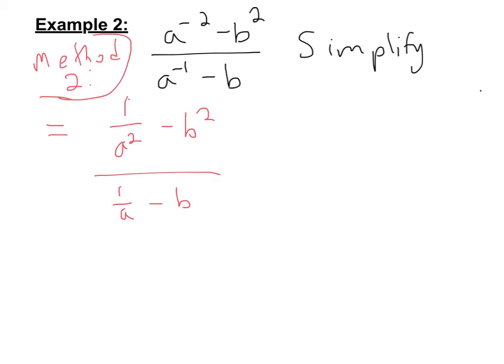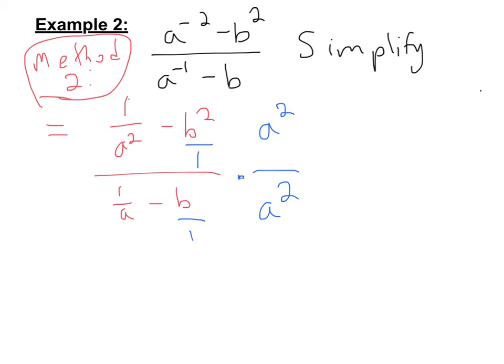This means we want to multiply numerator and denominator by a common denominator of all fractions in the problem. Or in other words, I'm going to multiply the numerator by a squared and the denominator by a squared. So why am I doing this? Well, notice these b's are just simply over 1 if we wrote them as a fraction.